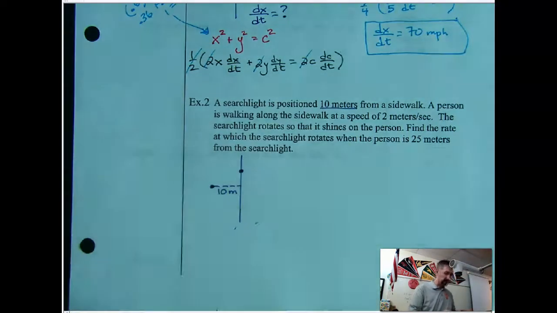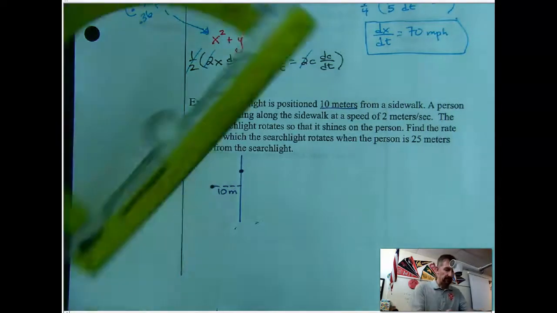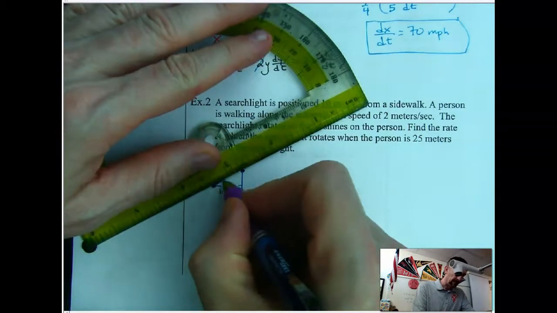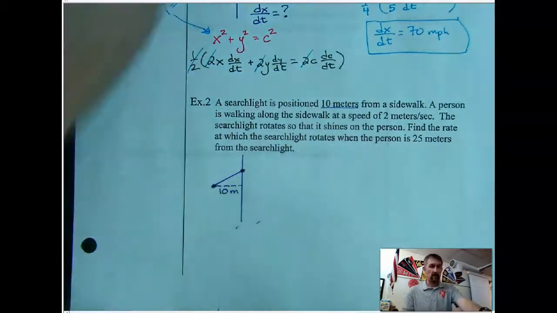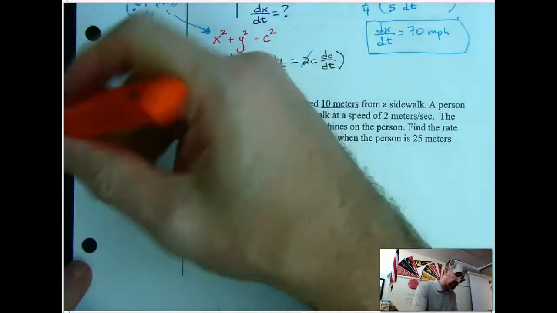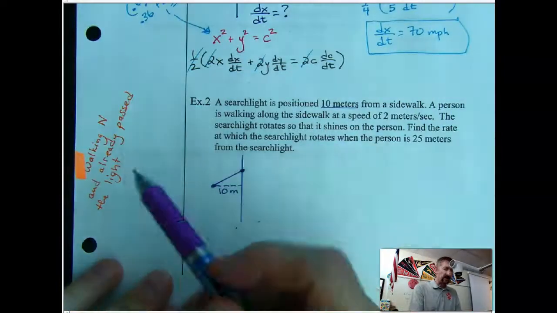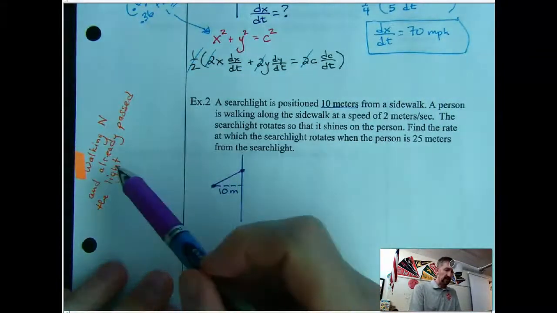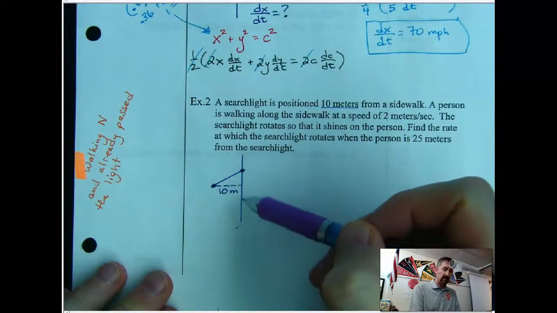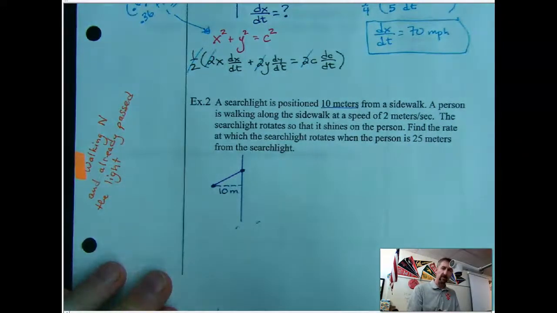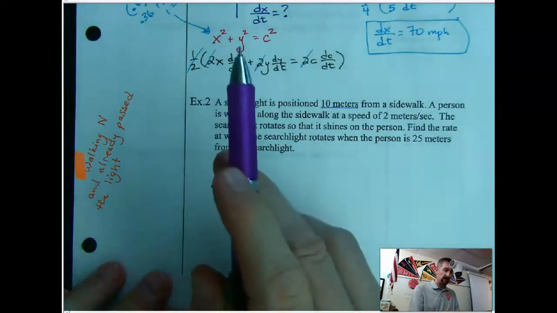So I'm going to change that for next year. Next year I'm going to add a few more words to the problem and let people know that the person is walking north and they have already passed the light. So that would put them up there and going that way.